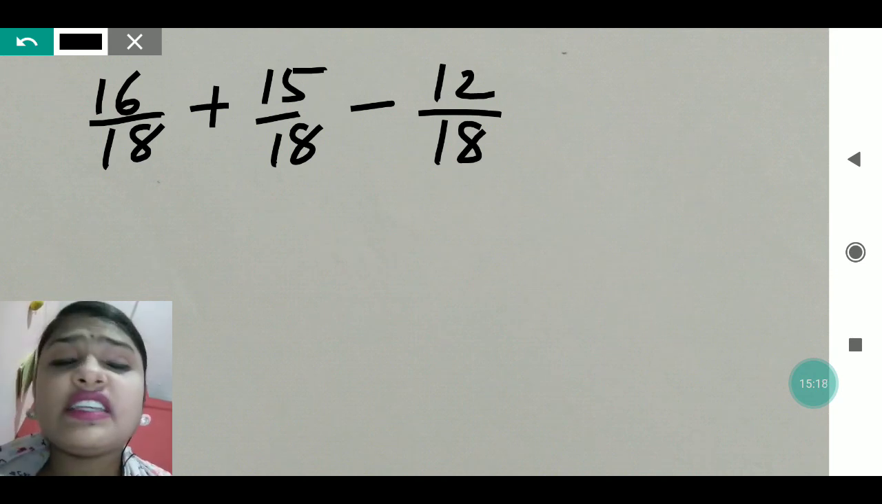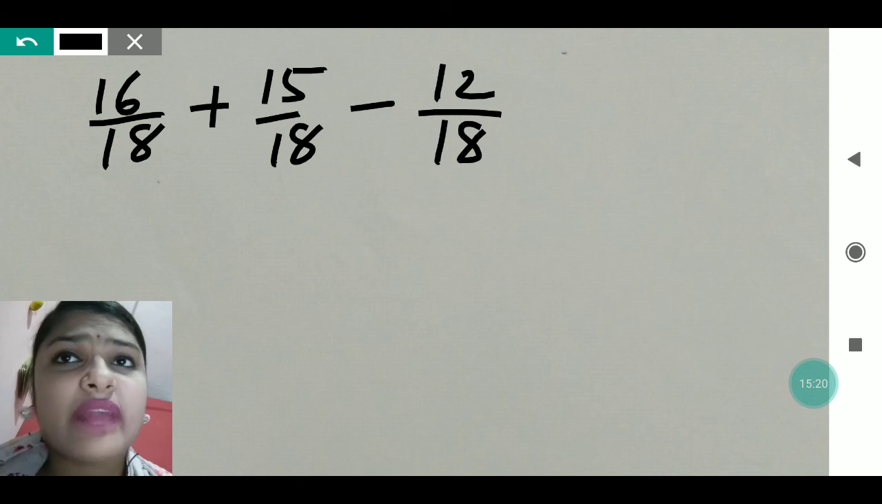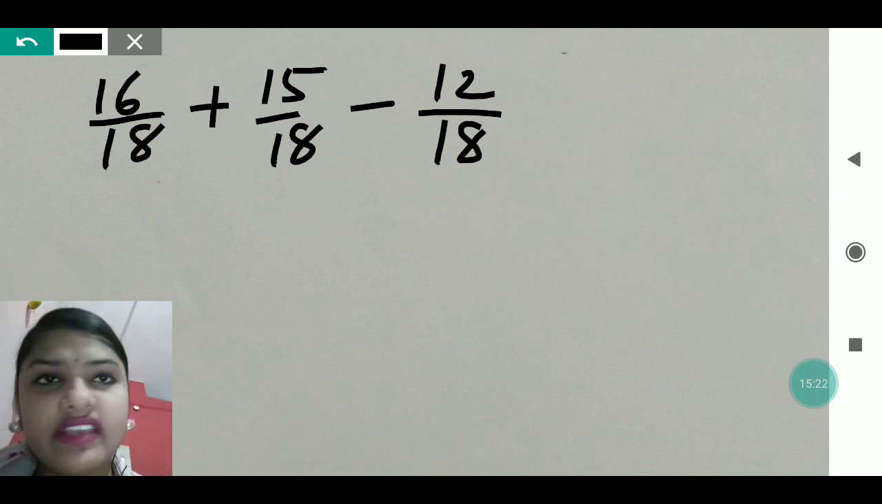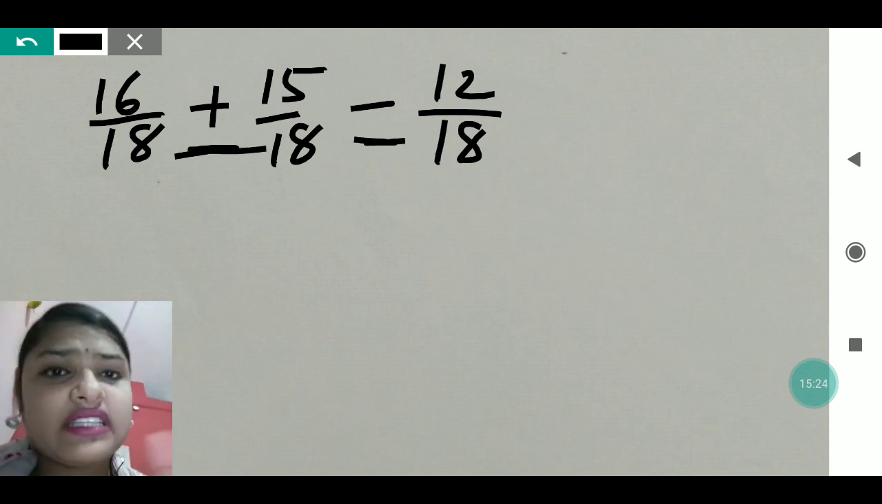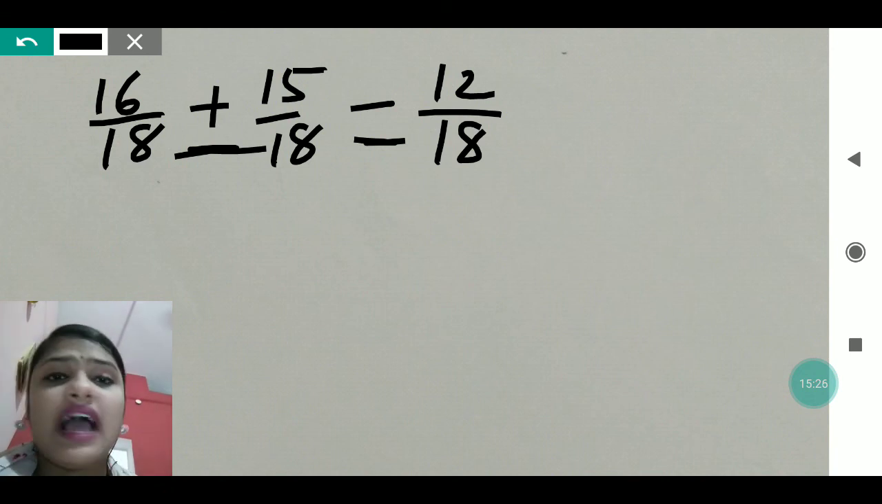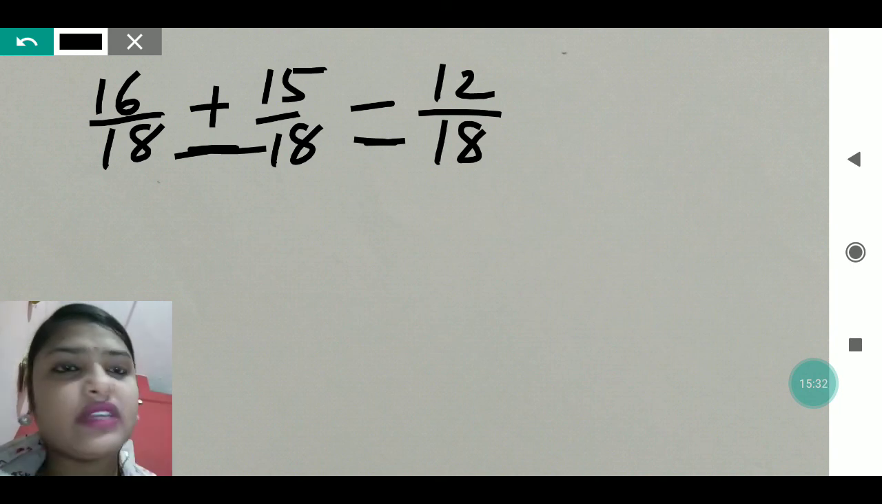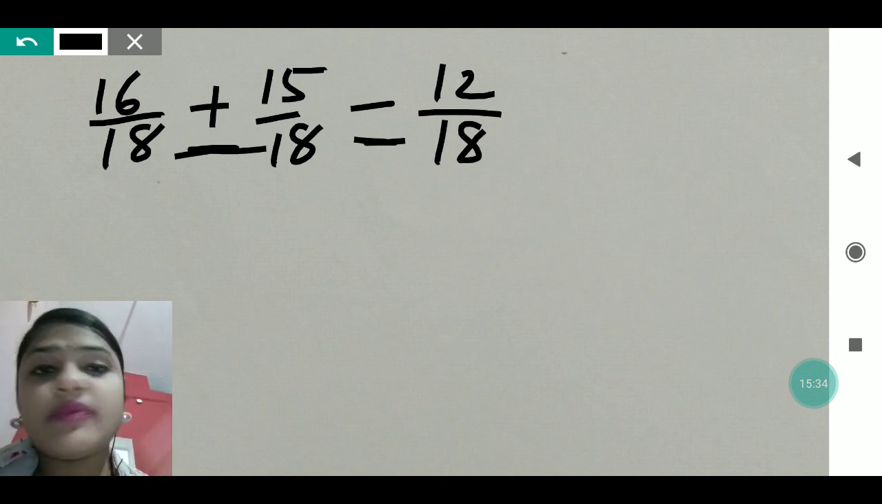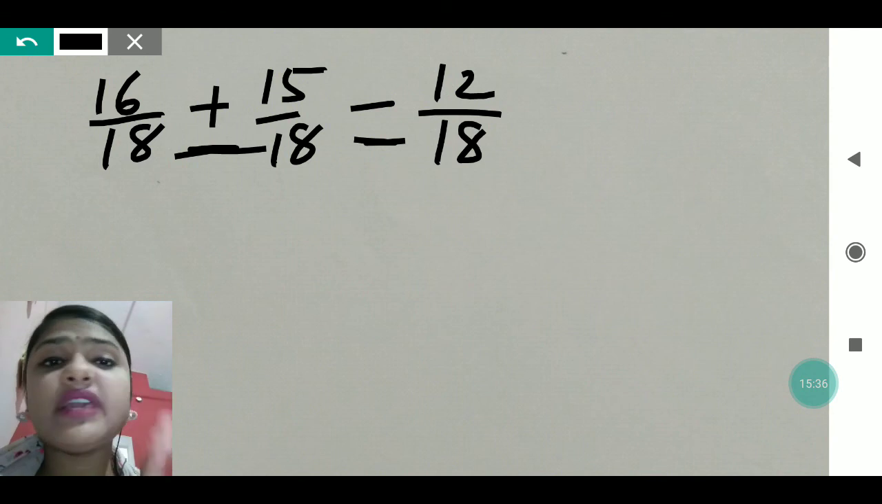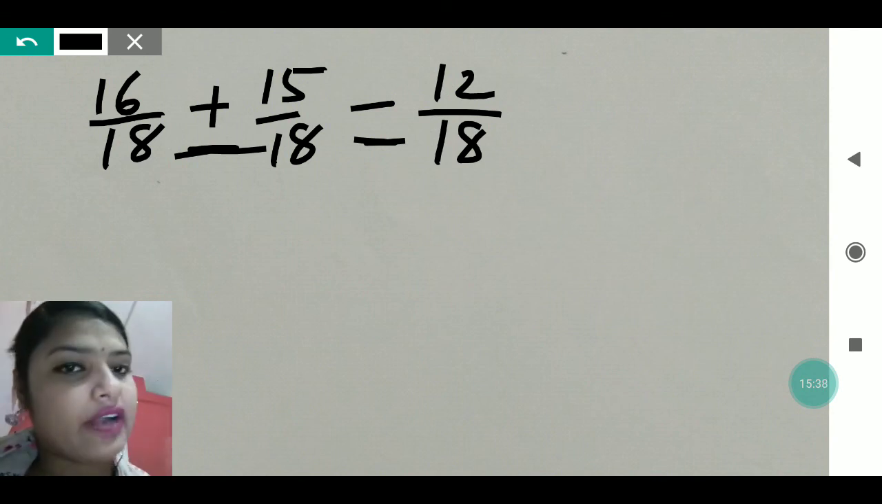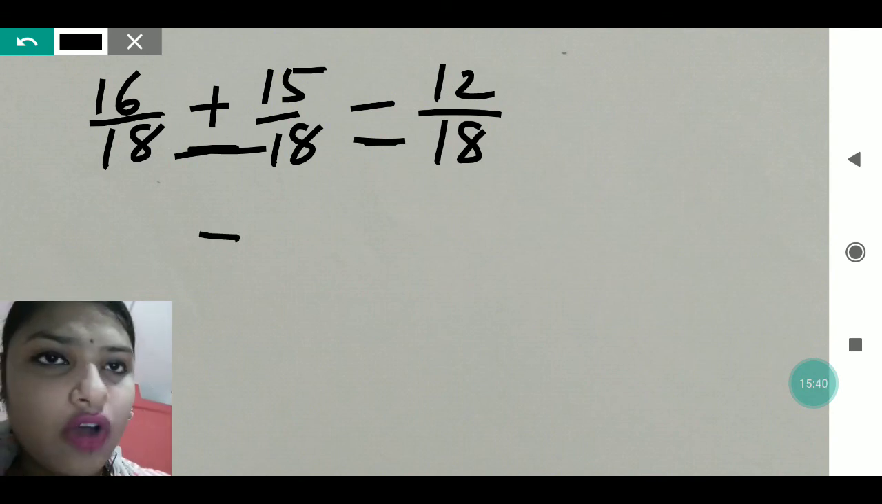Now is it easy to add or subtract these numbers? Yes, now it is easy. The sign I have not changed. Whatever sign was given, the same sign I have put. I have just made all the fractions equivalent. It was given in unlike fractions, so first I made them like fractions so that it will be easier for us to subtract or add.